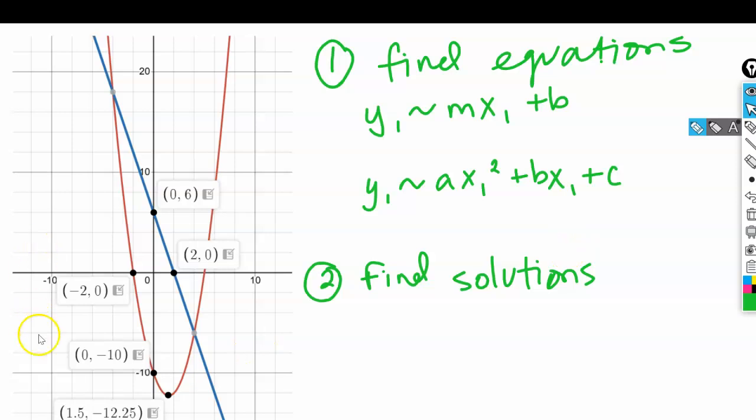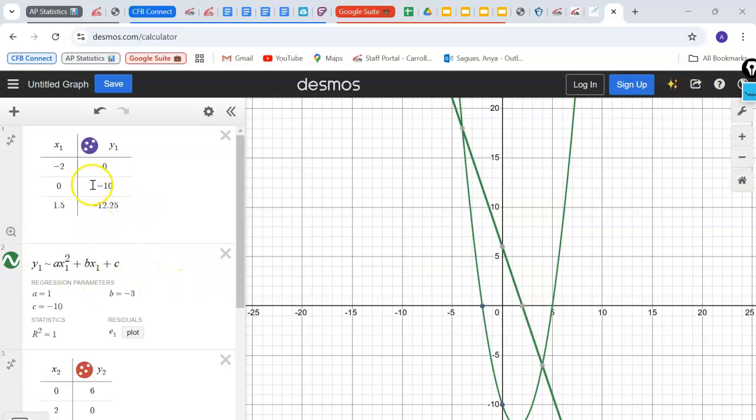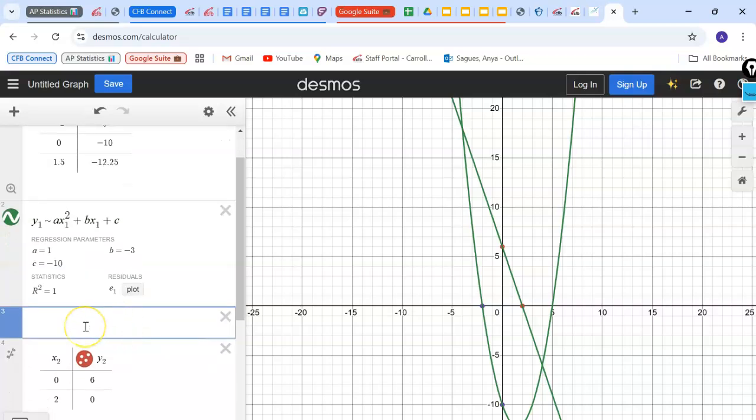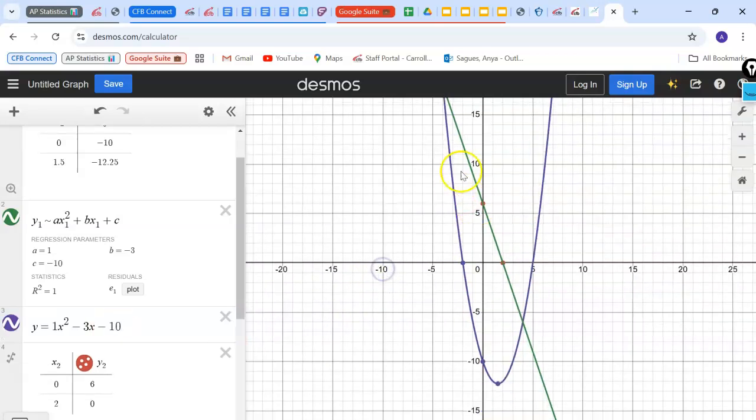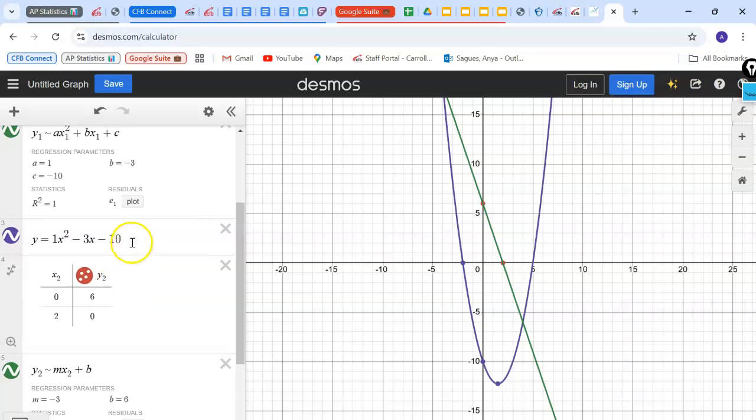So let's go back to Desmos and plug those points in and see what happens. Here we see that I typed the points from the parabola into their own table, and then I used the parabola regression equation, the quadratic regression equation. This will give me my equation. So I will see that my equation for this is y equals 1x squared minus 3x minus 10. That is my parabola's equation.